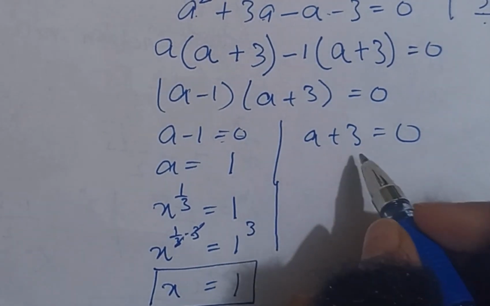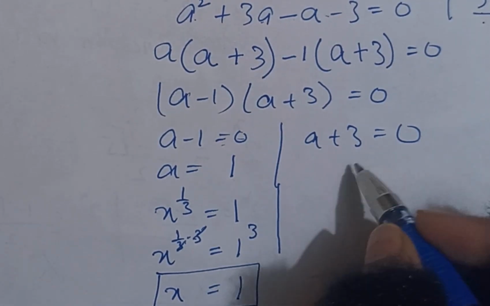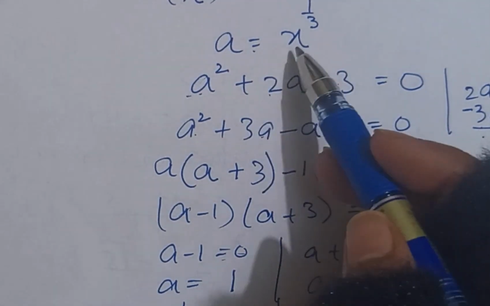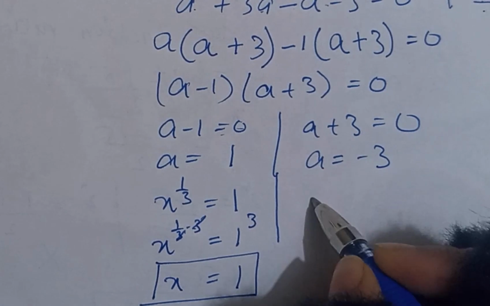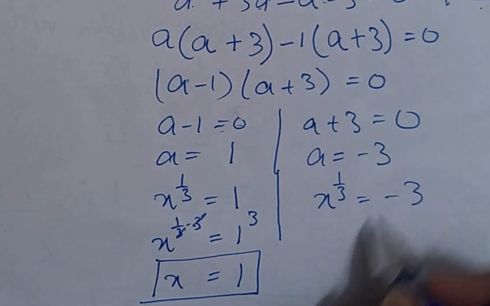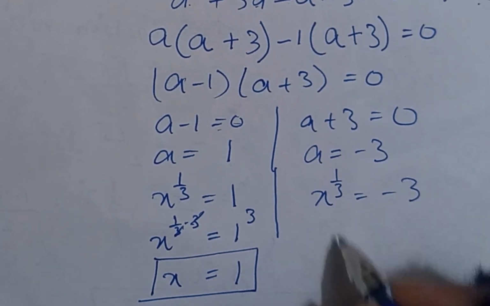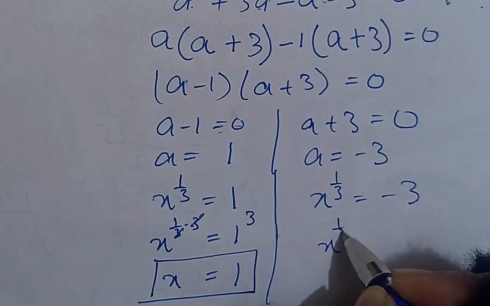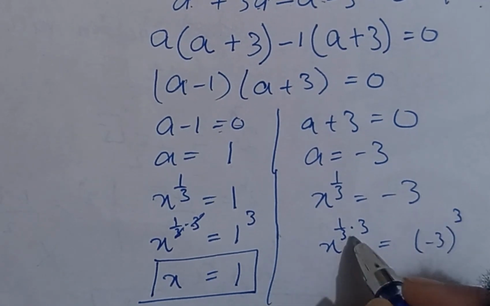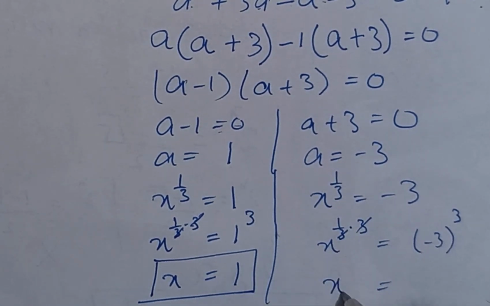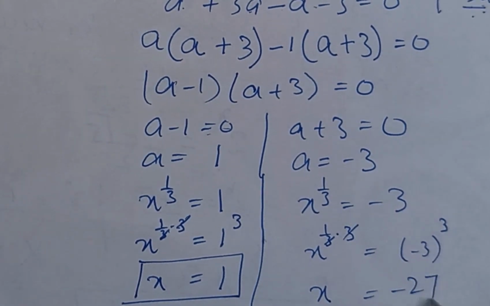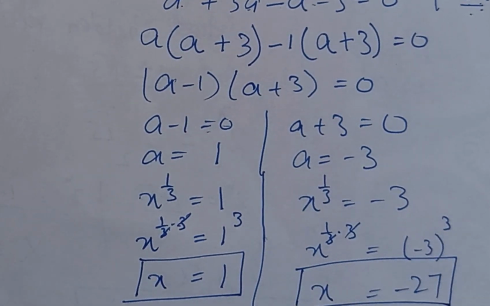Now look at this, a plus 3 is equal to 0. If we subtract 3 on both sides, then we get a is equal to minus 3, and in our question a is equal to x raised to the power 1 over 3. So this implies x raised to the power 1 over 3 is equal to minus 3. In the next step, we take the power 3 on both sides, then this will become x raised to the power 1 over 3 multiplied by 3. The right hand side is minus 3 raised to the power 3. This 3 and 3 will cancel, we just get x, and minus 3 raised to the power 3 is equal to minus 27. So this is another value of x.